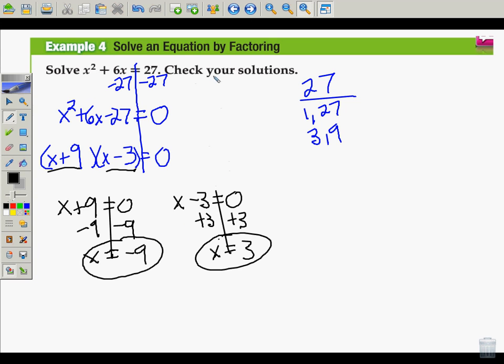Big idea, to solve by factoring, you need one side to equal 0. Once you get that one side to equal 0, you factor the other side, and then because of our zero product property, if either of these pieces is 0, because they're being multiplied together, this whole thing would equal 0, so we take each individual piece and set it equal to 0.